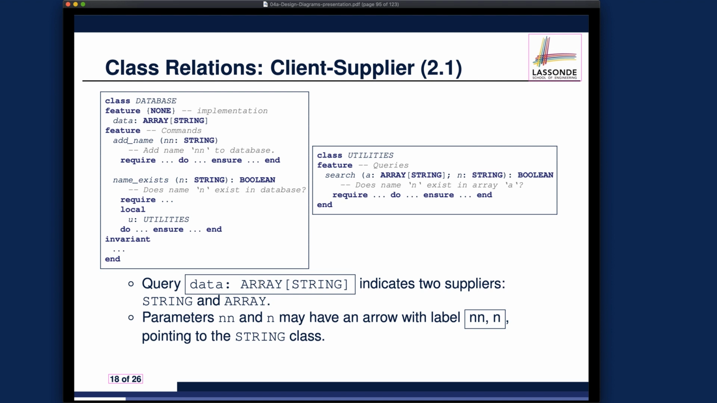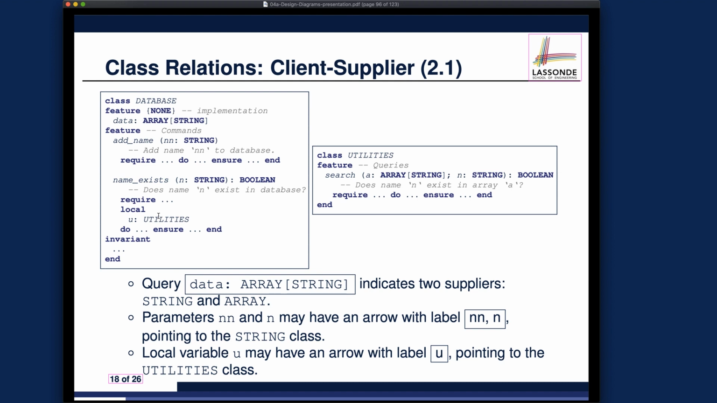Okay, and also parameters nn and n. So these are of type string. So there should be a corresponding 2 labels, nn and n. These are just variables. On the other hand, the data over here is simply just a routine. As I said before, if there's a routine, either a query or a command, you will have to show whether that's deferred, effective, or redefined. Notice that difference there. Okay, and also the local variable, which we're going to show you as well.